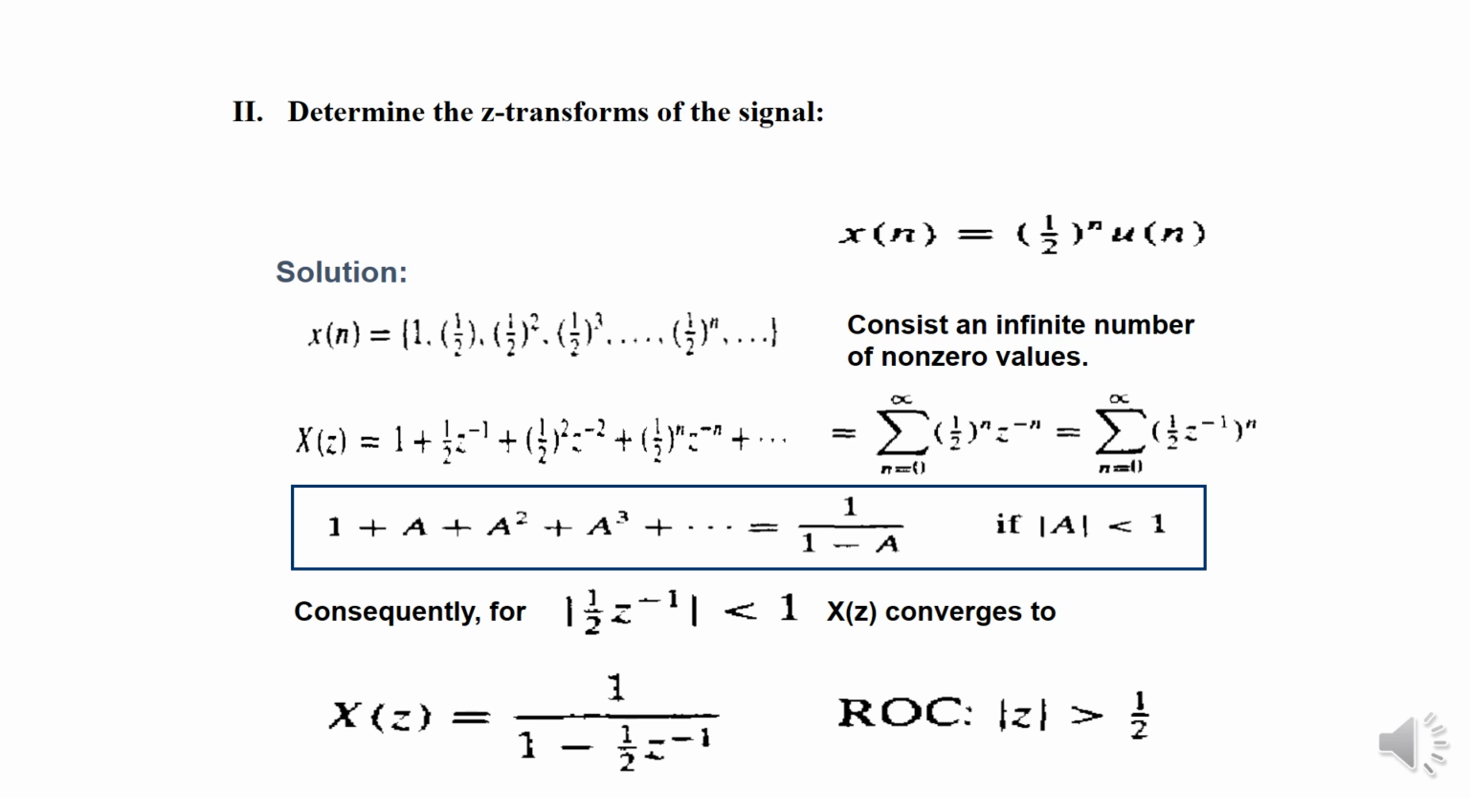So if you draw the magnitude of z equal to half in the complex plane, the exterior of that, meaning the magnitude of z larger than 1 over 2, will be the region of convergence. Therefore, for any value of z with magnitude larger than 1 over 2, X(z) can be found, and that is equal to 1 over 1 minus 1 over 2 z to the power minus 1.